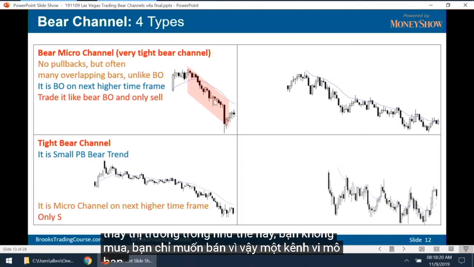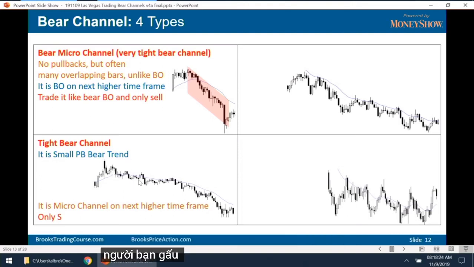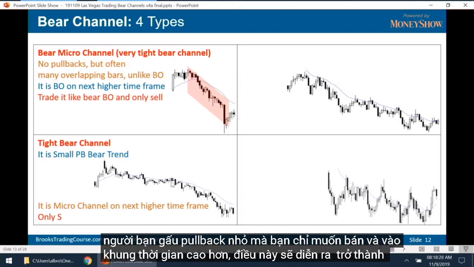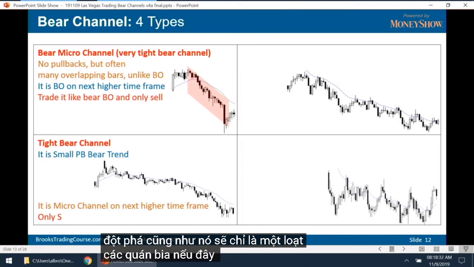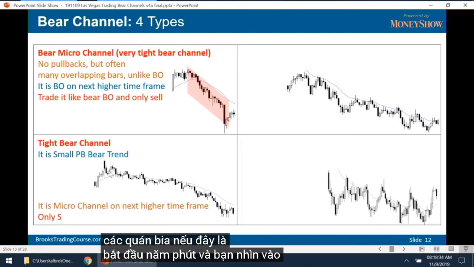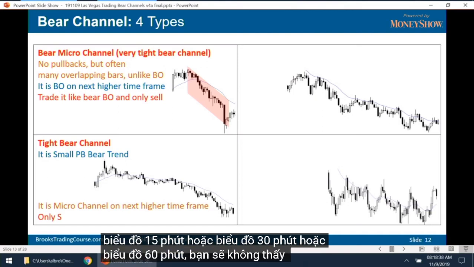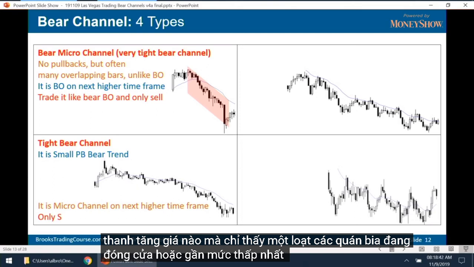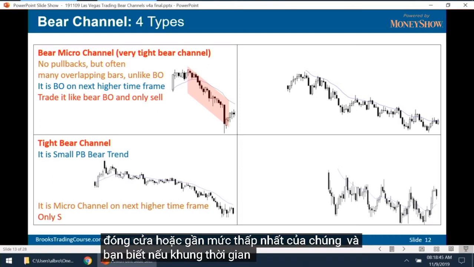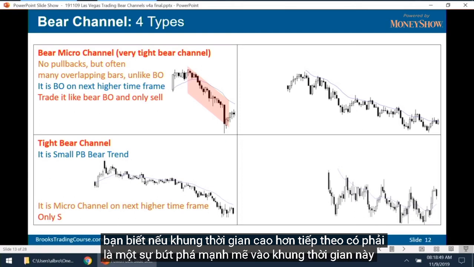So a micro channel, you only sell. A small pullback bear trend, you only want to sell. And on a higher time frame, this is going to be a breakout as well. It'll just be a series of bear bars. If this is a 5-minute chart and you were to look at a 15-minute chart or a 30-minute chart or a 60-minute chart, you wouldn't see any bull bars. You'd just see a series of bear bars closing on or near their lows. And if the next higher time frame is a strong breakout, on this time frame, you don't want to be buying.